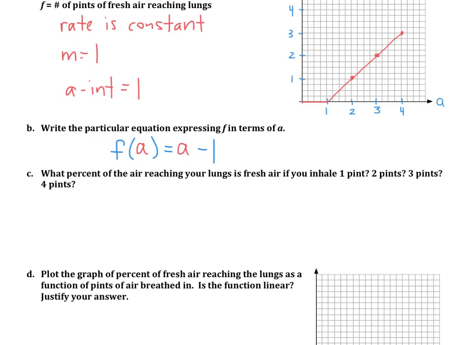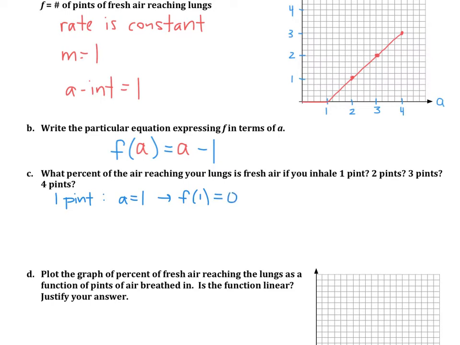Now we're going to talk about what percent of the air reaching your lungs is actually fresh air if you inhale 1 pint, 2 pints, 3 pints, or 4 pints. If we're inhaling 1 pint, we're going to let A equal 1. So we're really finding f of 1, and when we plug that into our function in part B, we would get 0.